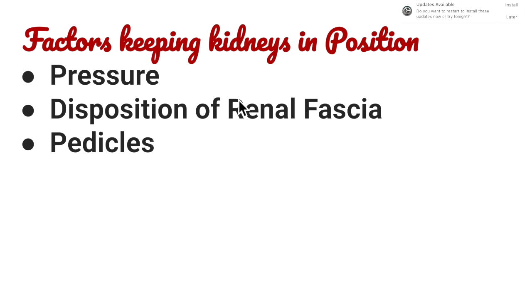The kidney is covered by some coverings. First one is the fibrous capsule, after that perinephric fat. Third layer is the renal fascia, known as the false capsule. After this, we see the paranephric fat. These are the coverings from inside to outside. The disposition of renal fascia and the arrangement of fat is also one of the factors to keep the kidneys in position. Third factor is the pedicle. The pedicle is formed at the hilum, where the blood vessels go into and come out of the kidney.